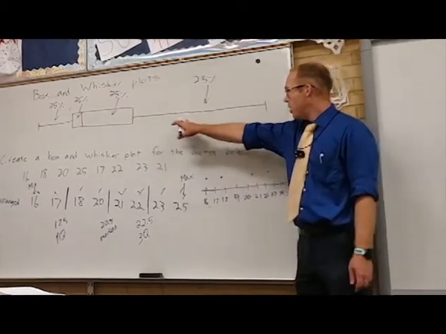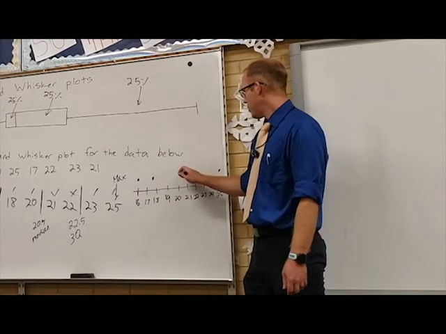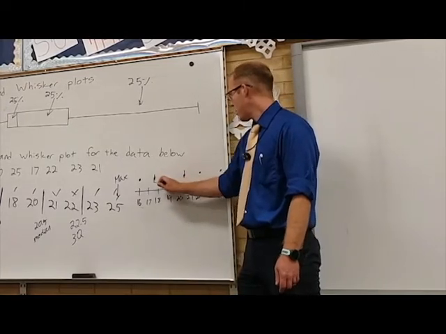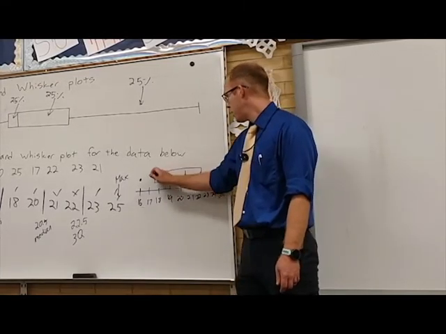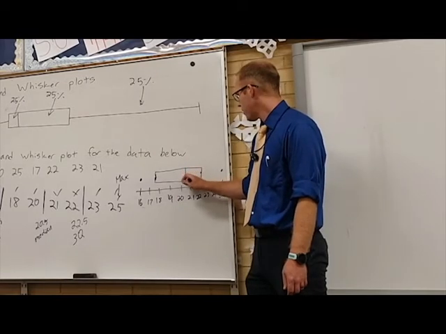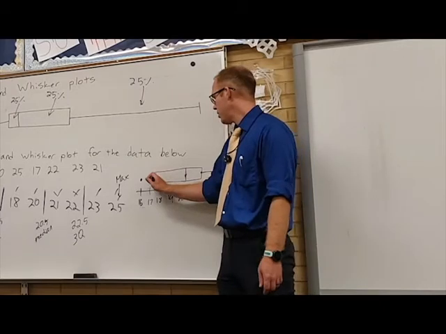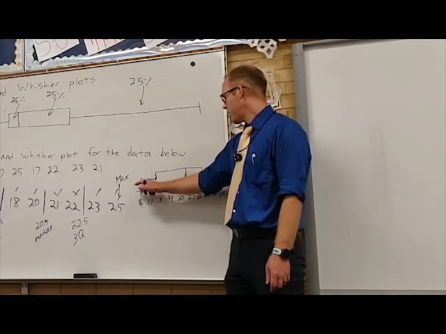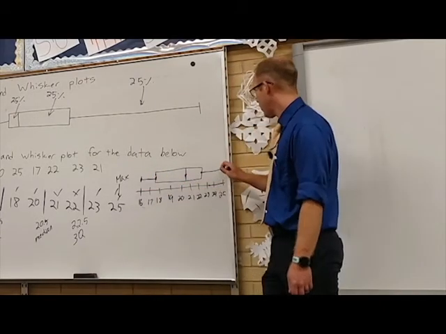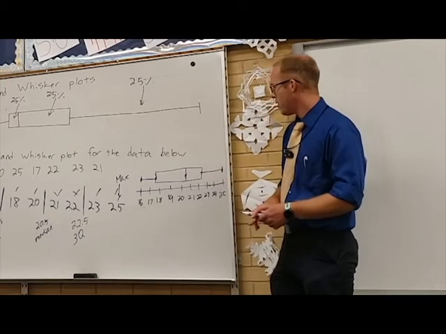We need to draw our box around the middle. So there's going to be a line here, a box around those 3, with the line in the middle of the box for the median. And our whiskers are drawn out to here. Sometimes people leave these as dots, and sometimes you'll see them drawn with vertical lines. It doesn't matter either way.